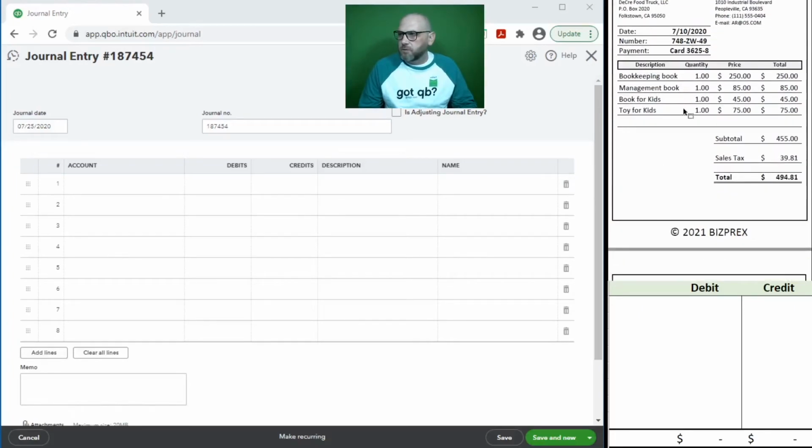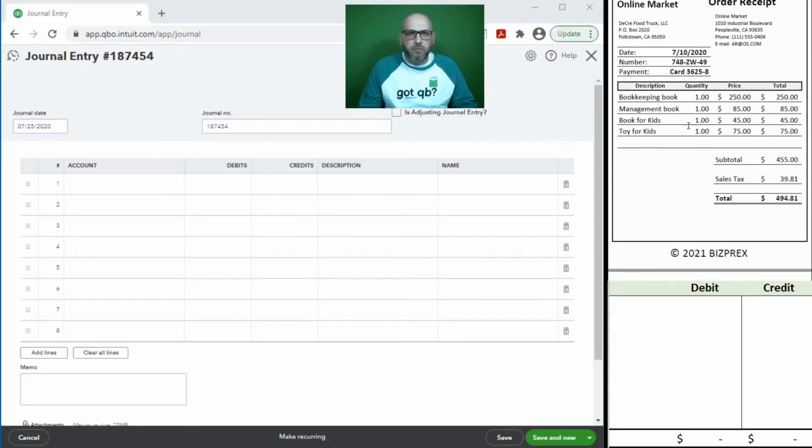Okay, we have an order receipt from Online Market. All right, what did we order? We ordered some management books, so that's our training materials, right? And then we got some books for kids and toys for kids. That's probably a draw, right? That's for personal use. Doesn't seem to be applicable to a food truck. So let's go ahead and book this transaction.